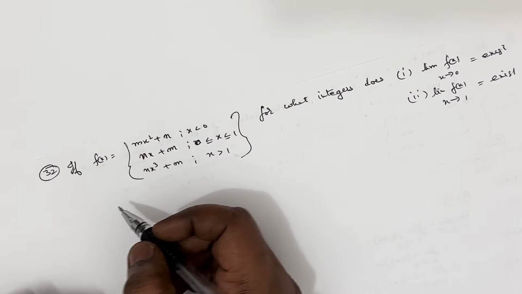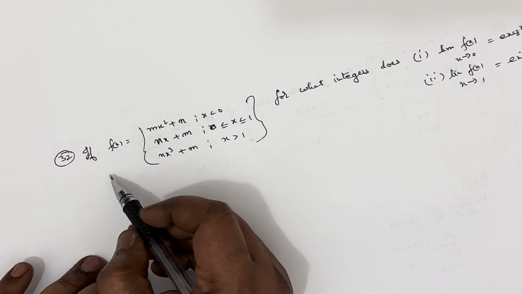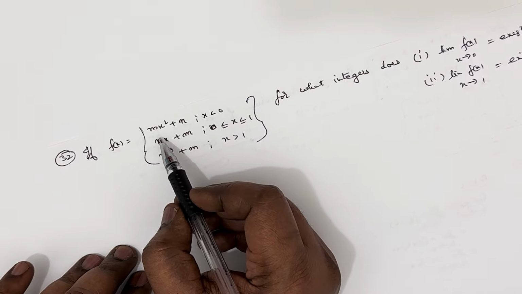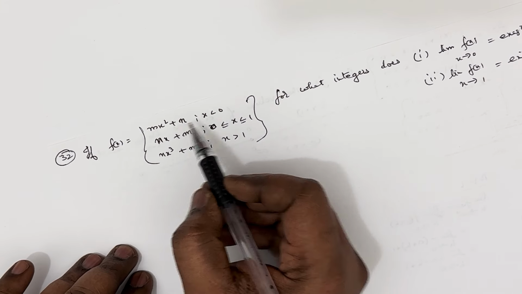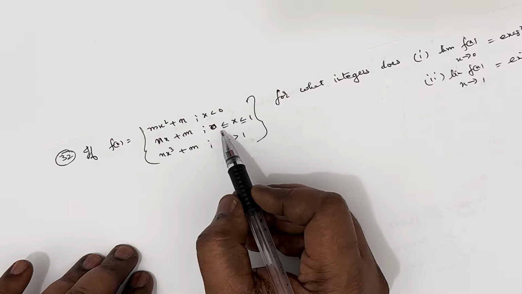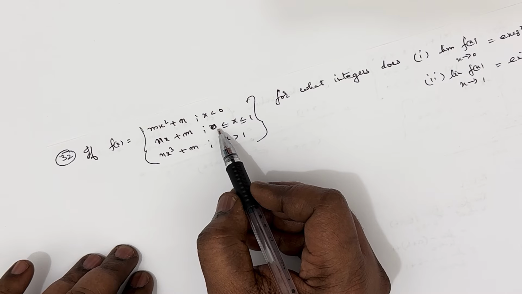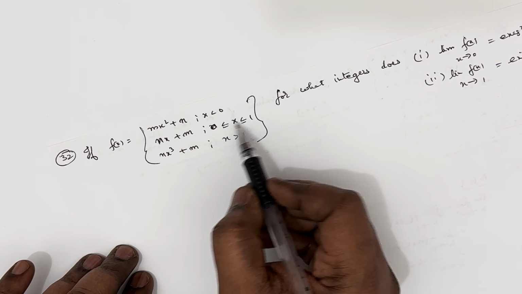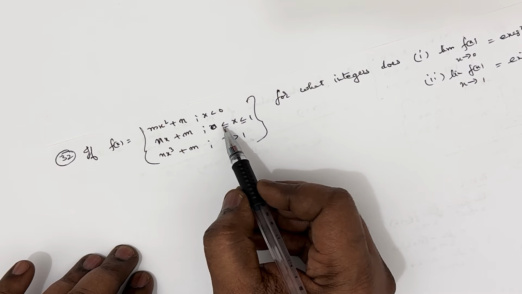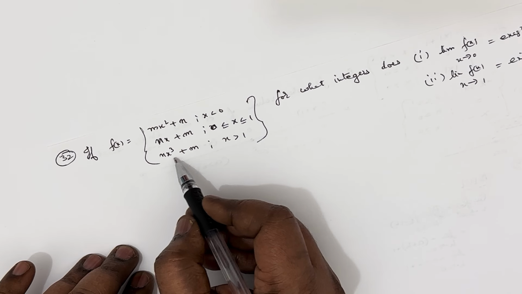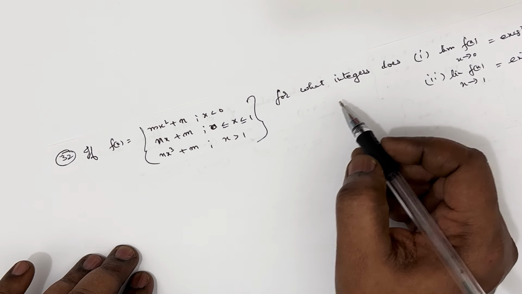Now let's do the 32nd problem. If the function f of x is mx square plus n when x is less than 0, nx plus m when x is between 0 and 1, that is, x is greater than or equal to 0 and less than or equal to 1, and nx cube plus m when x is greater than 1.